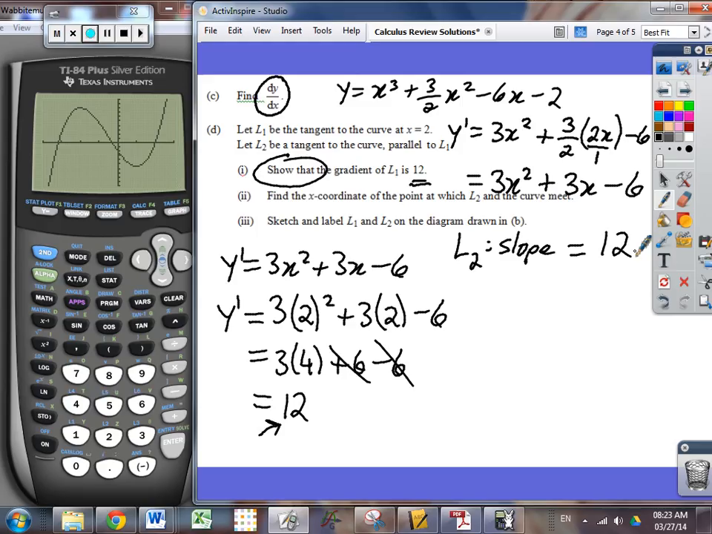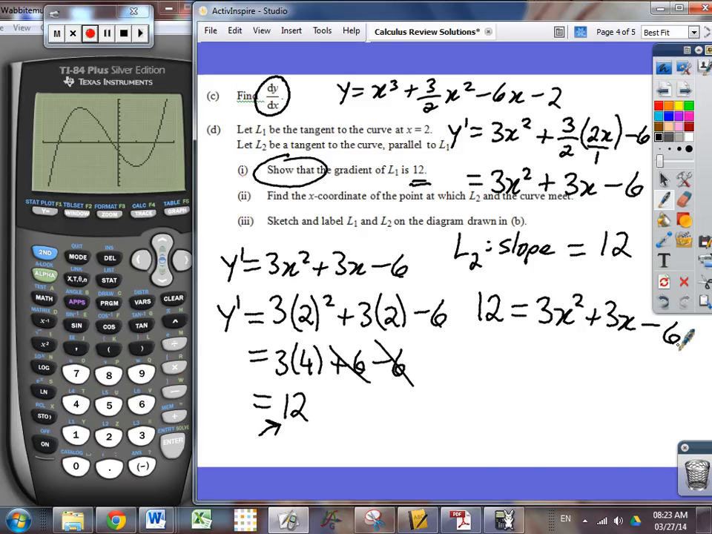I would love to be able to find out another piece of information. If I had a point on that line, then I could come up with that line's equation, couldn't I? How do I find a point on line 2? Oh, I see. Okay, if the gradient is equal to 12, why don't we set y prime equal to 12? Our slope is 12, so y prime is 12. And let's solve for the values of x at which this occurs.